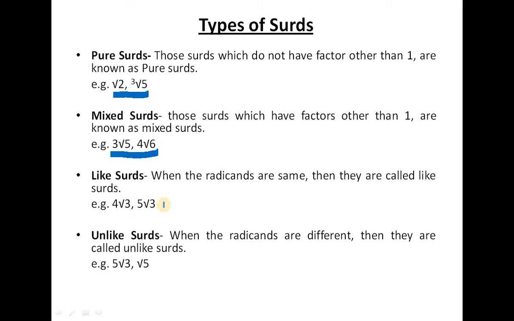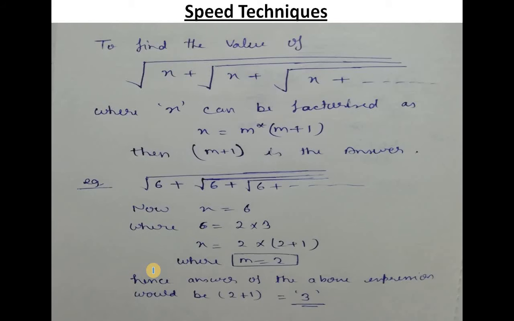Like surds are the surds whose radicands are the same. What is a radicand? The radicand is the number inside the surd. So this is a square root. Inside the square root, the radicand is 3. Here also you can see 3. So these are known as like surds. Unlike surds are those where the radicands are different. Here you can see inside the square root it is 3, and here it is 5. So these are unlike surds.